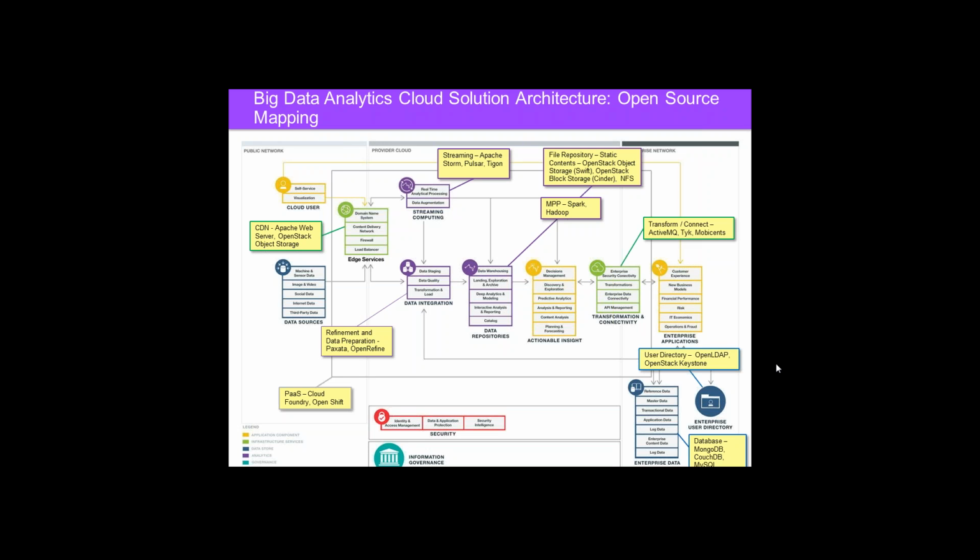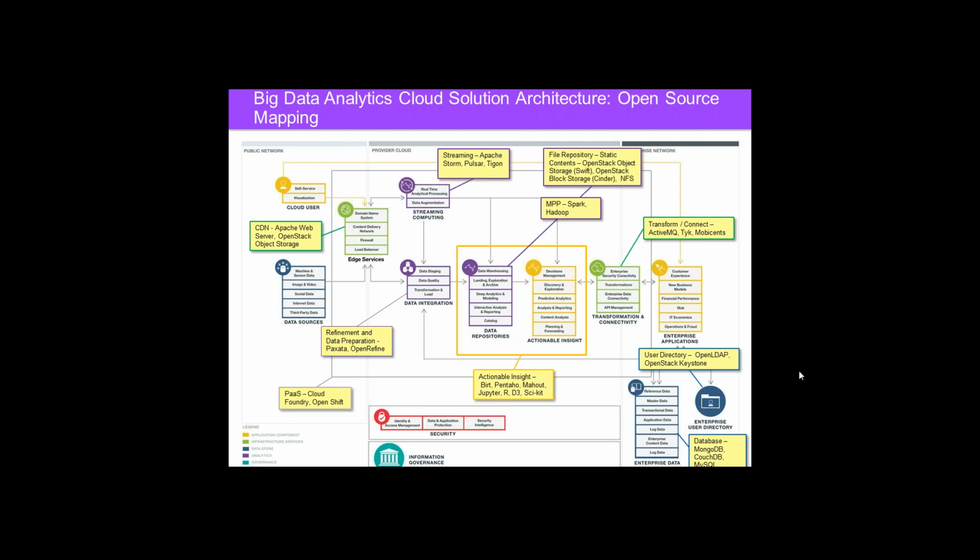OpenLDAP, everybody uses that. OpenStack Keystone, and the NoSQL databases, which are augmented by the SQL databases that we're familiar with. Very powerful, part of every application. And let's finish with the good stuff. Next, please. And then this is where we provide the actual insight, and I think this is where a lot of the really fun stuff is happening.